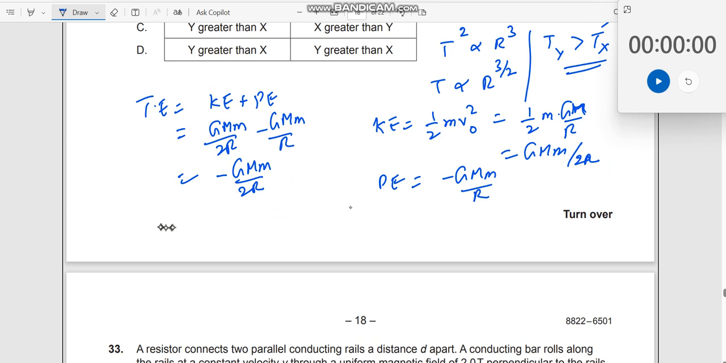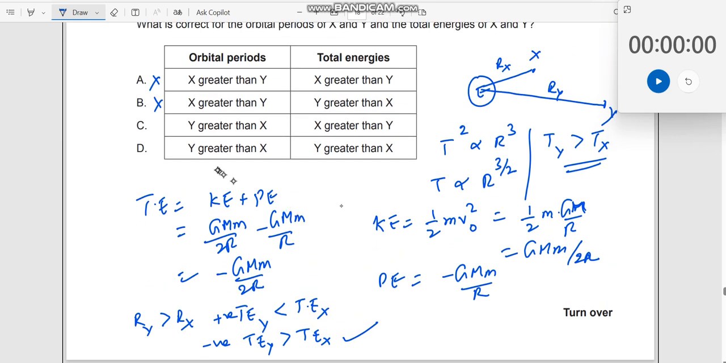So what does it tell you? When r is larger, what have we seen? Ry is greater than Rx. Now r is in the denominator over here. If it is in the denominator, then considering the positive sign, total energy of Y will be less than total energy of X. But there is a negative sign here, which means total energy of Y will be greater than total energy of X. Therefore, total energy of Y is greater than X, and hence this should be option D. So this is also incorrect. Okay, let us move on to the next.